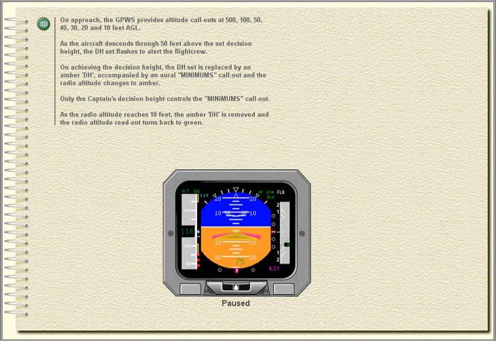On achieving the decision height, the DH set is replaced by an amber DH, accompanied by an oral minimums call-out, and the radio altitude changes to amber. Only the captain's decision height controls the minimums call-out. As the radio altitude reaches 10 feet, the amber DH is removed and the radio altitude readout turns back to green.